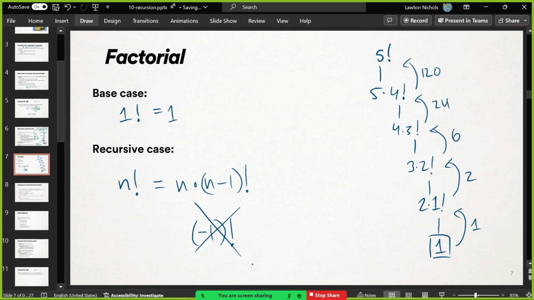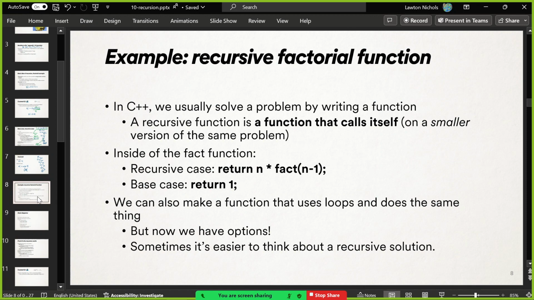Okay? So, can we formulate any questions that we have about this? Or is it just too weird? Are we ready to code this up? Do you want to see what this looks like in code? Because there aren't going to be any loops. Recursion is going to do the looping for us.